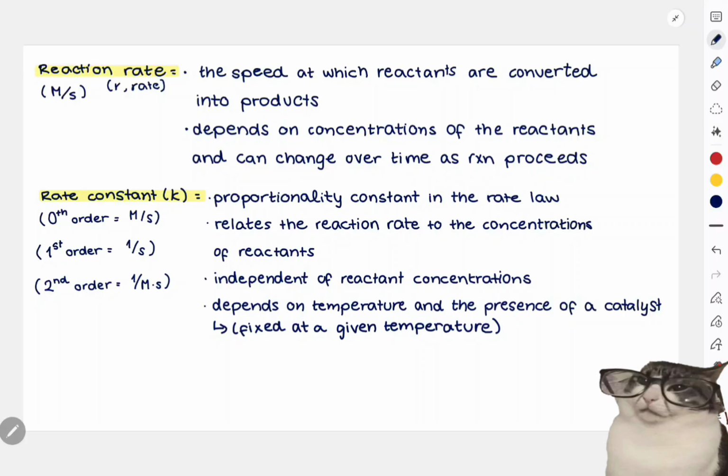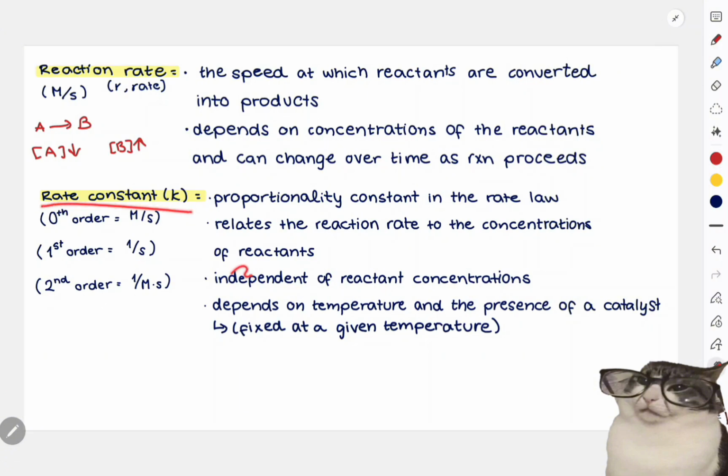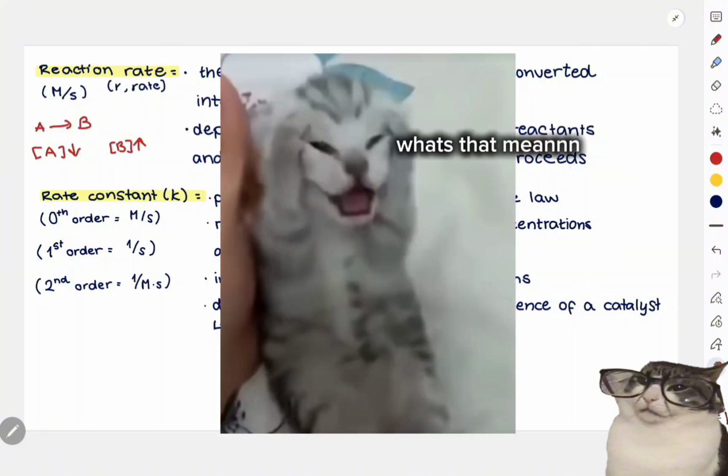Because over time, for instance, if we have A turns into B, the concentration of A during the reaction will decrease. And at the same time, this results in an increase in the concentration of B. The rate constant, on the other hand, is a proportionality constant in the rate expression or rate law, and it relates the reaction rate to the concentrations of the reactants.